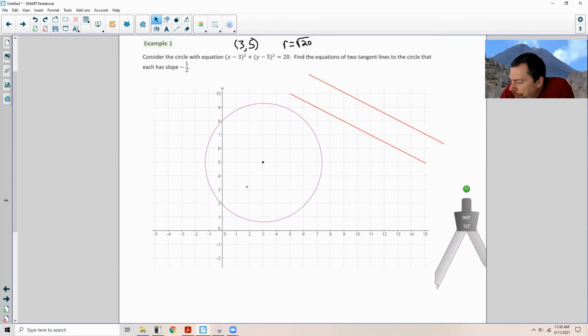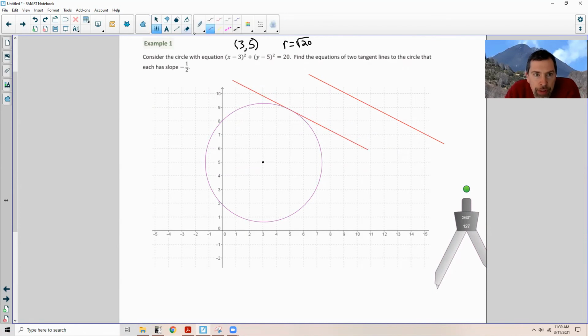Okay, so what do we know about this? Well, if I have one of these lines now that are tangent to the circle, that means they're going to touch the circle at one point on here.